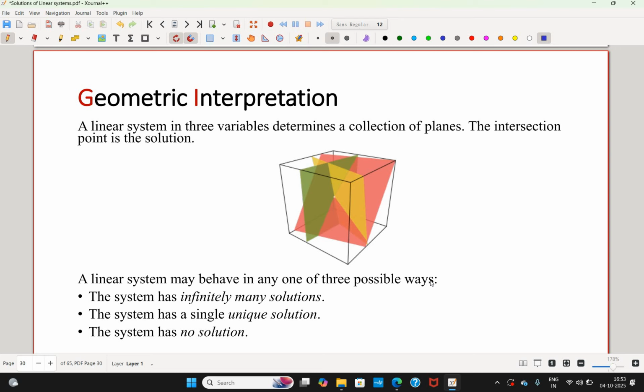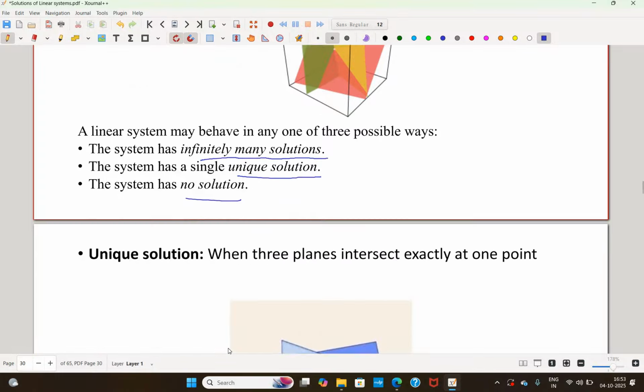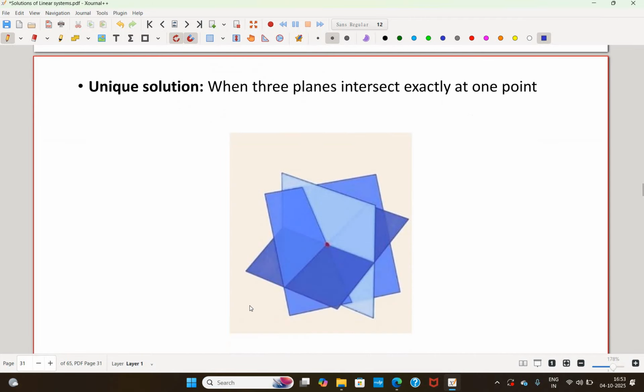Yes. Now, let us understand these geometric interpretations step by step. A linear system in three variables determines a collection of planes, and the intersection point is the solution. The linear system may have three types of solution as I discussed: infinitely many solutions, unique solution, and no solution. Now let us try to understand what the unique solution means.